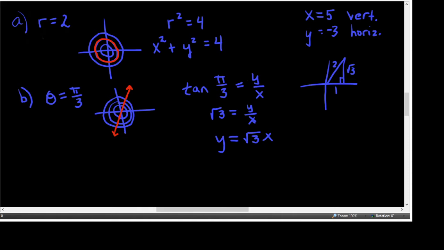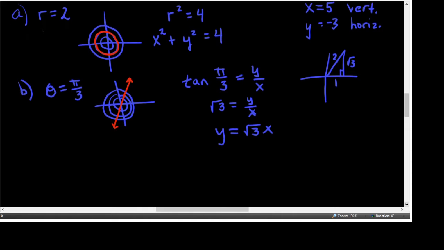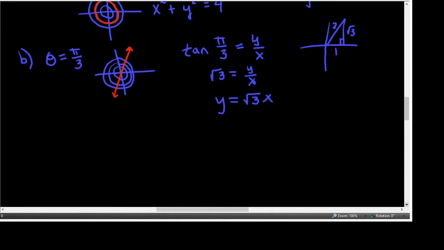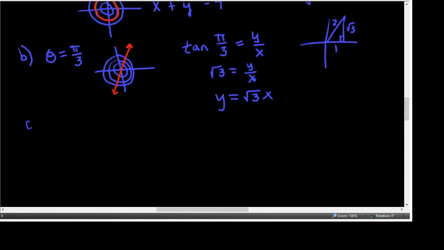Very good. Now, let's see. C. Let me move this down a bit. Okay, in C, we have r equals secant theta. So again, my trick is either multiply both sides by r or square both sides. Since that's not sine or cosine, multiplying by r won't help, and squaring I don't think will help either. So let's do a different tack.